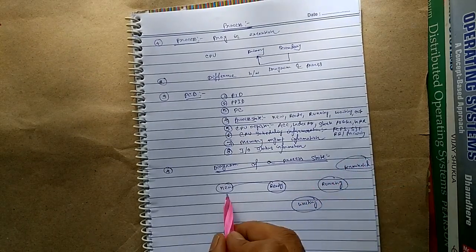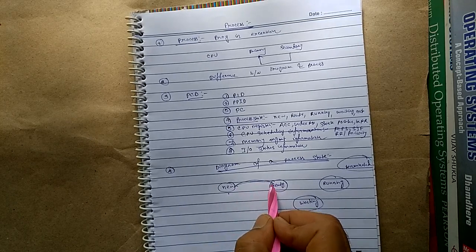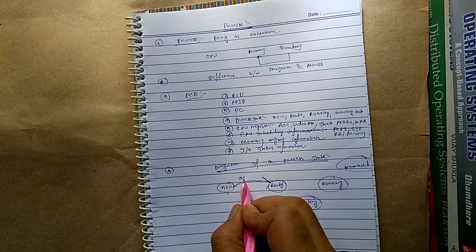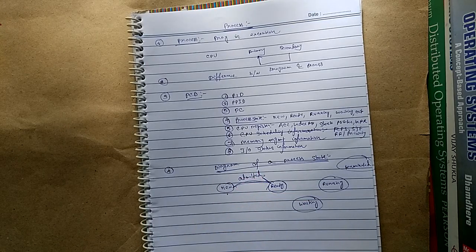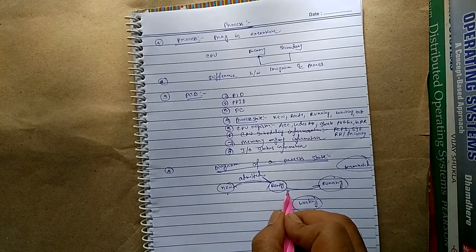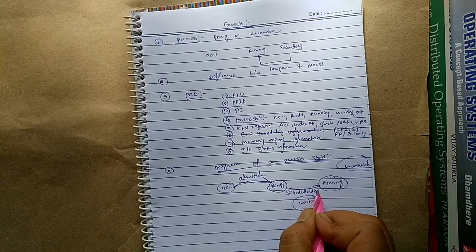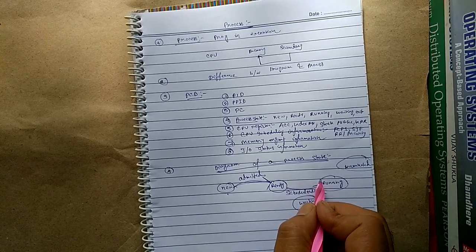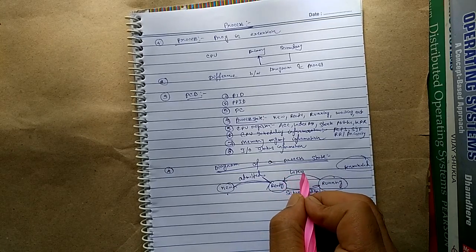When a process is first created, it is called newborn process. After that, it will go in the ready queue. When the admitted operation is performed, it will go to the ready queue. After ready, when the scheduler dispatch is used, it will go to the running state. If an interrupt comes, the running state will change into ready state.